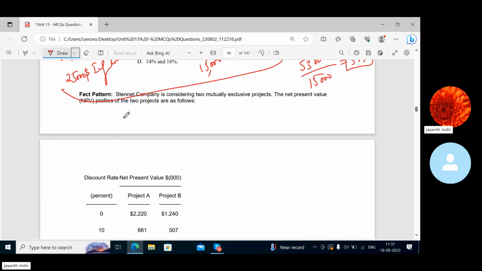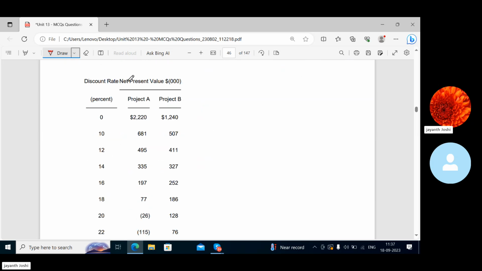The next question: Tenet company is considering two mutually exclusive projects. That means only one can be selected out of two. Both cannot happen at a time. NPV profiles of the two projects are as follows. At this discount rate, the NPV is this and this. So it is going on like that every time, right?